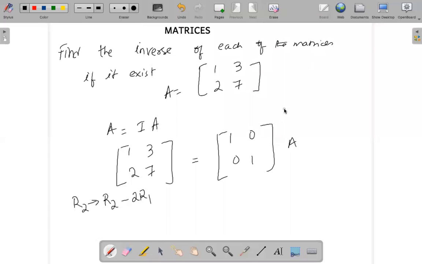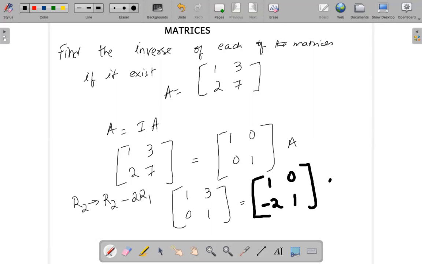Let's apply the row operations. So first is 1, 3. So this will be 0 and this will be 1 after applying it. Now again for the row operations, in the right hand side, 1, 0. Now this will be minus 2 and 1.